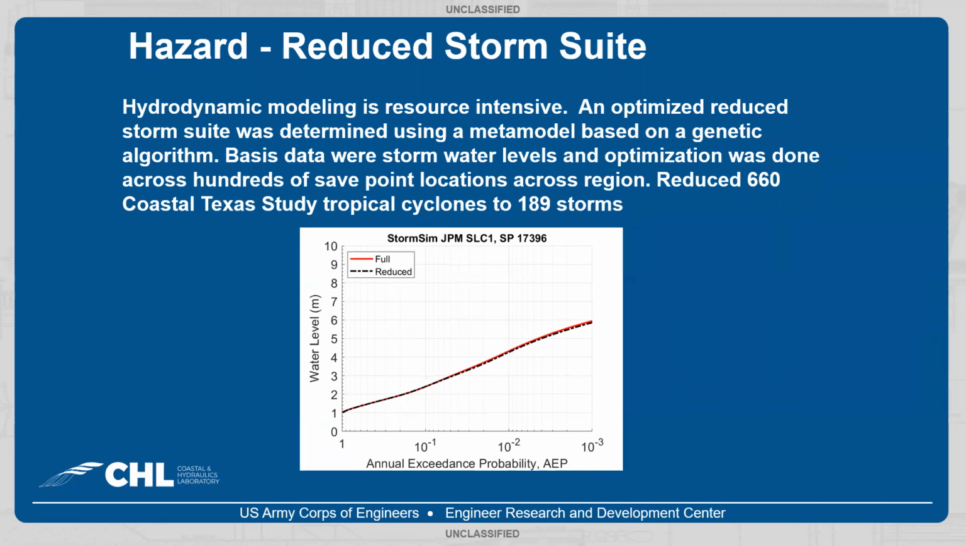As I said, we wanted to reduce our storm suite down to the minimum number of storms. We're spanning a very large area, so we still have to have quite a few storms. The coast of Texas required 660 storms in total. We reduced that suite to 189 storms using a metamodel based on a genetic algorithm.